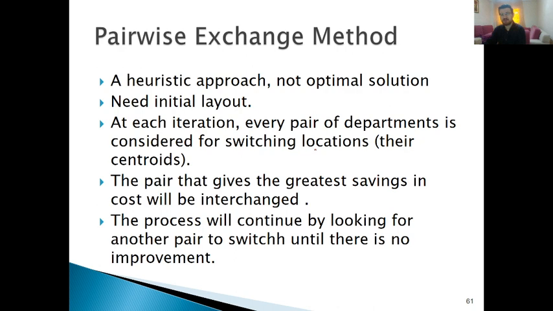So now let's talk about the pairwise exchange method. As I said before, this is an improvement type algorithm and it needs an initial layout. Okay, this is a heuristic, so it doesn't guarantee an optimal solution. And this is how it works. As you can understand from its name, we are going to switch the locations of every pair of departments and evaluate its cost. Okay, until we don't get any further improvement.